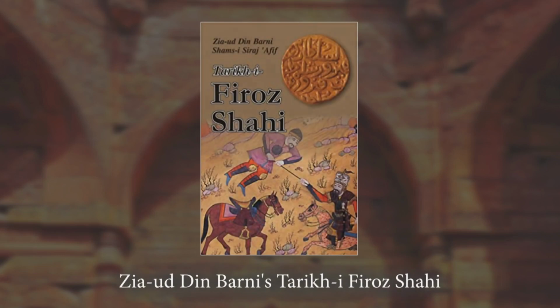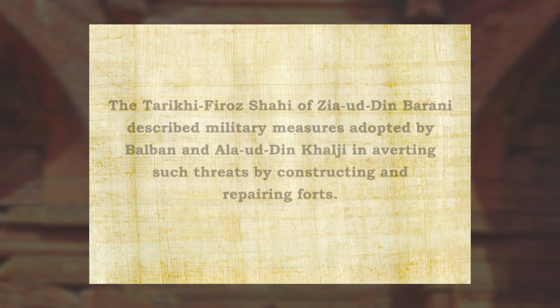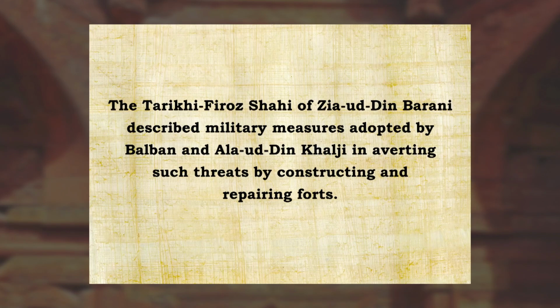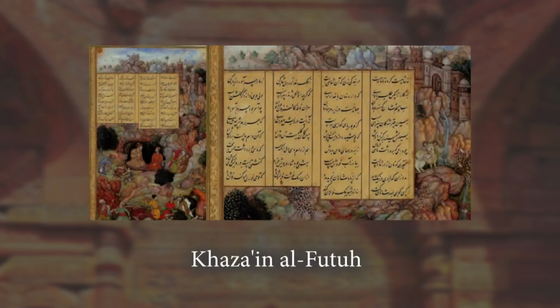Then we have the famous Tarikh-e-Firoz-Shahi of Ziauddin Barani, which described military measures adopted by Balban and Alauddin Khalji in averting such threats by constructing and repairing forts. We also have works like the Khazain-ul-Futuh of Khizr Khan and the Qiran-us-Sadain of Amir Khusro, which are a mine of information for military history. They contain a detailed description of the weapons of war and their functions in siege operations.